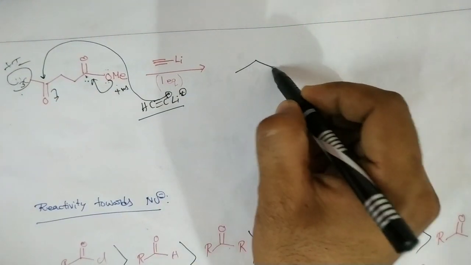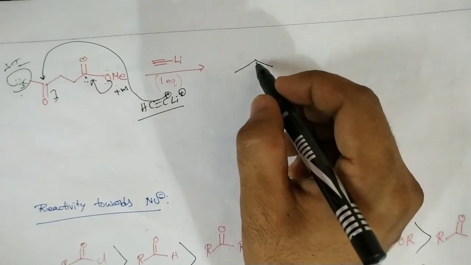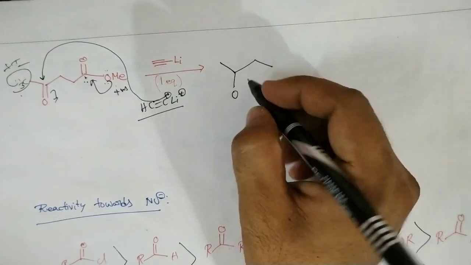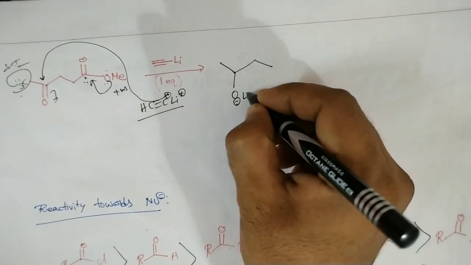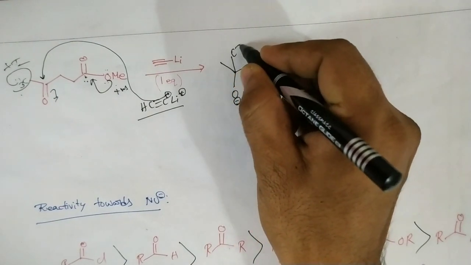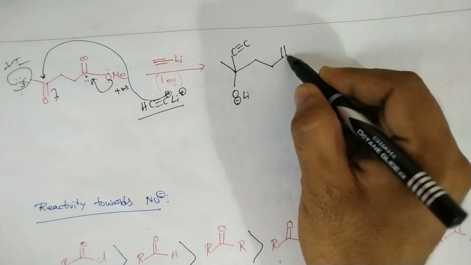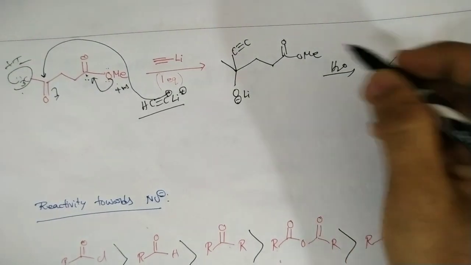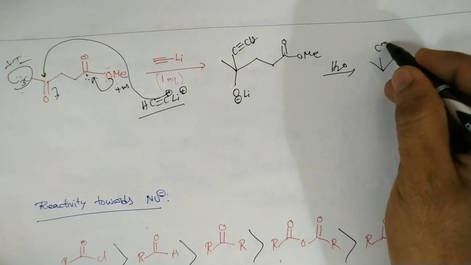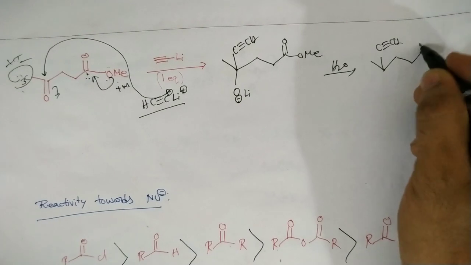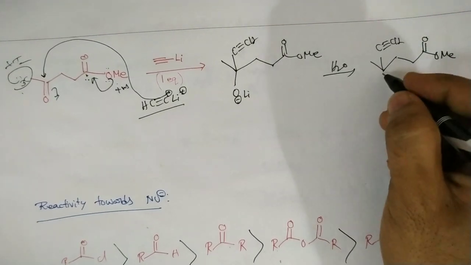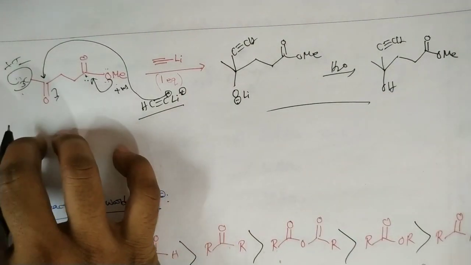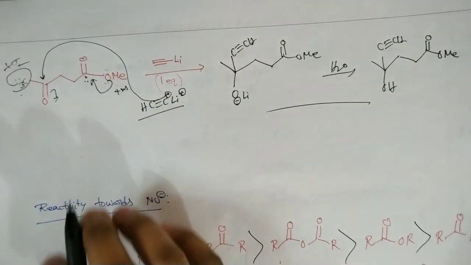The product is followed by hydrolysis. Let us consider, for suppose, O⁻ Li⁺, where the nucleophile is C≡C, and then C=O OMe, followed by quenching with water. So we get C≡CH and C=O OMe, and in this case OH. It is a chemoselective reaction, because the ketone functional group is selectively attacked by the nucleophile but not the ester.